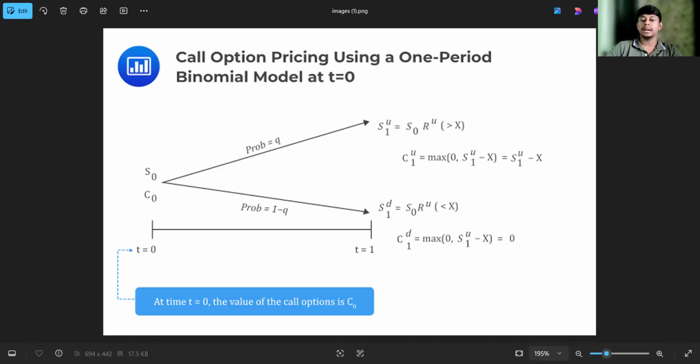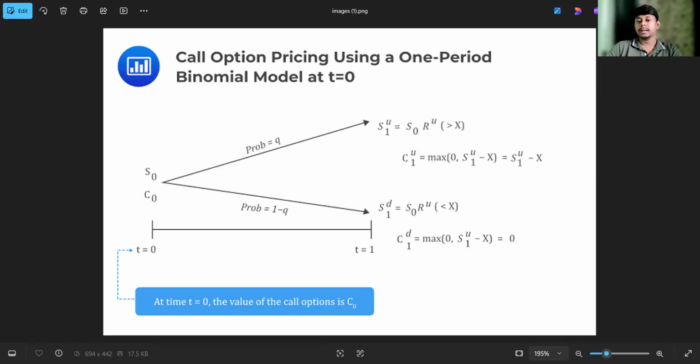If the stock rises to 110 rupees, your option is worth 10 rupees. You can buy at 100 and it's worth 110 rupees. If the stock falls to 90, your option is worth 0. Why should you use your right to buy at 100 when the market price is only 90? So the option has two possible futures, value of 10 or 0. The whole binomial tree method is about figuring out, given those two possible payoffs, what's the option worth today.